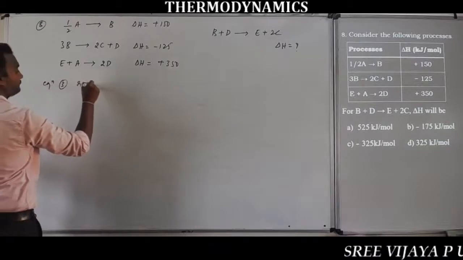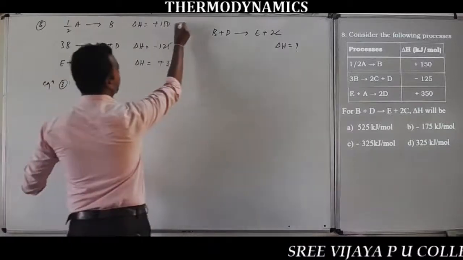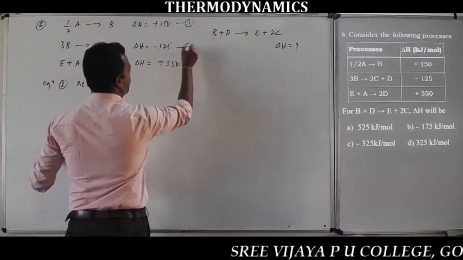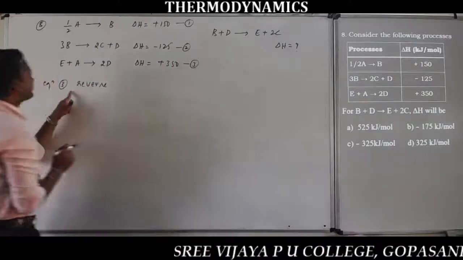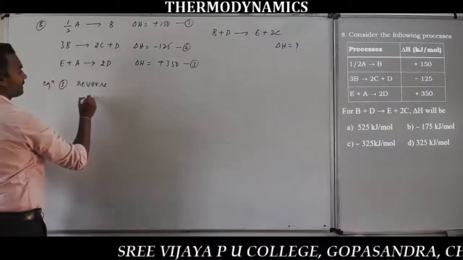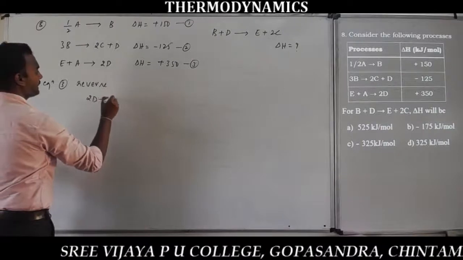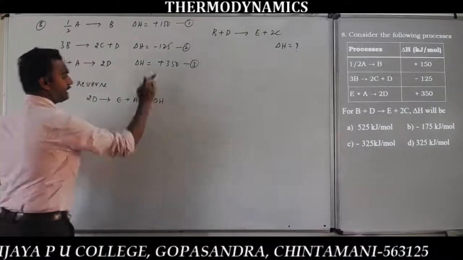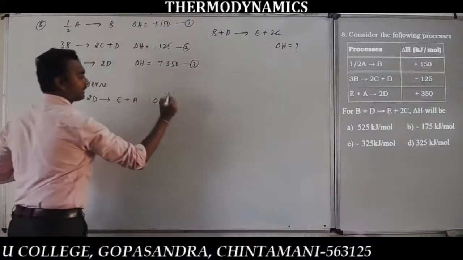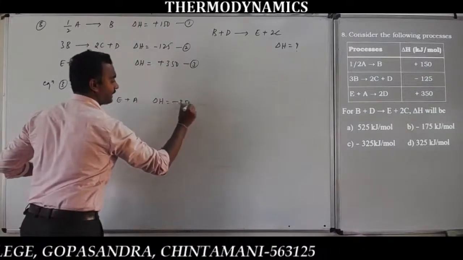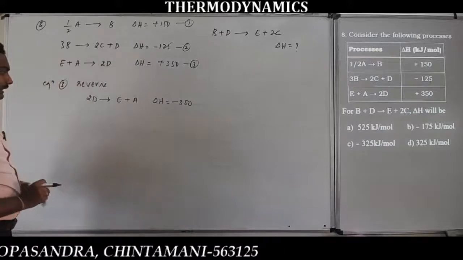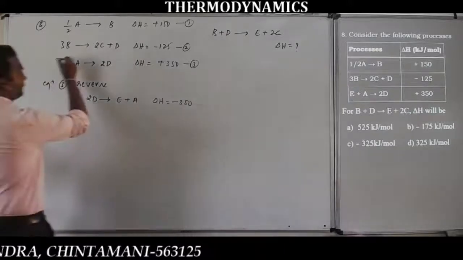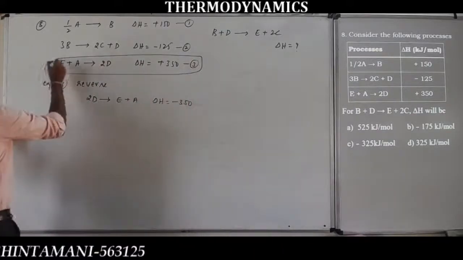Let me take this as equation 1, this is 2 and this is 3. I am reversing equation 3. Reversing equation 3 gives 2D is converted into E plus A. Okay, delta H is very, very important. Here it is endothermic, so when reversed, what happens? It becomes exothermic. That is minus 350 kilojoule per mole. So now leave this equation aside, we don't need it now.